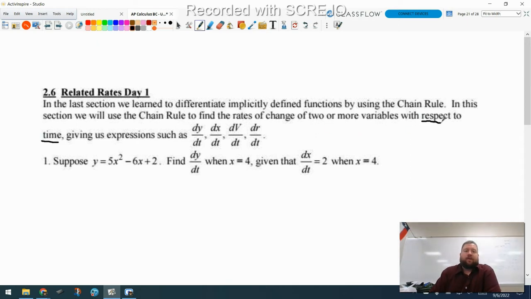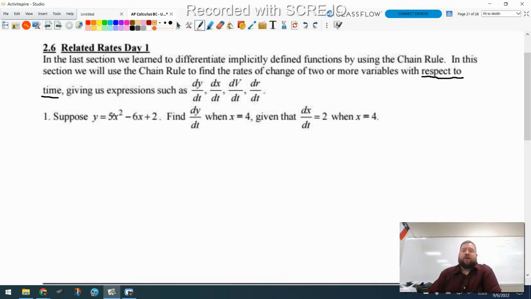Everything that we're going to be finding will be d something divided by dt. dy over dt, dx over dt, dv over dt, dr over dt. Everything's going to be over dt because we're doing everything with respect to time in related rates.